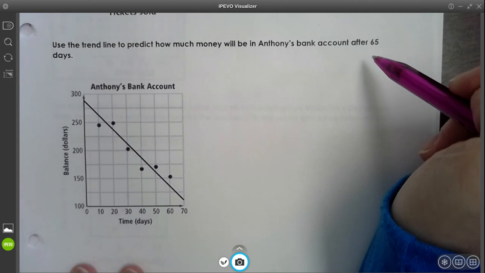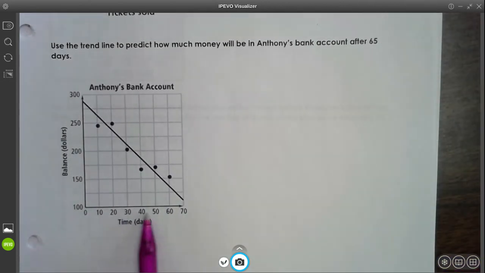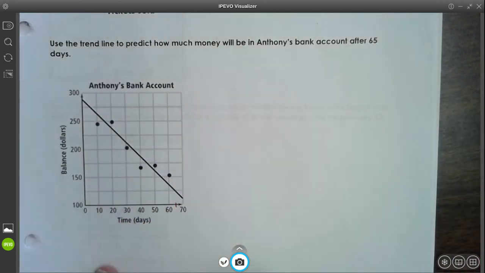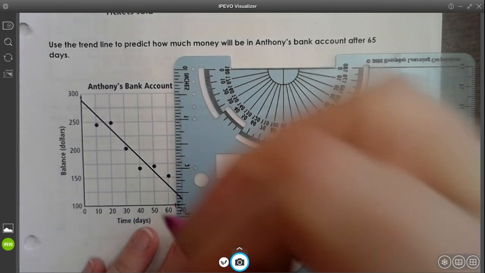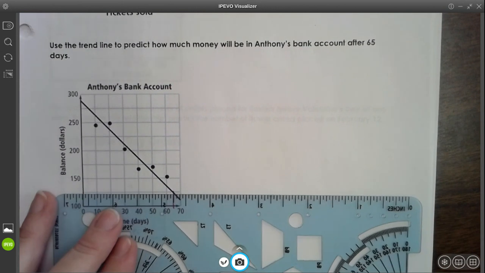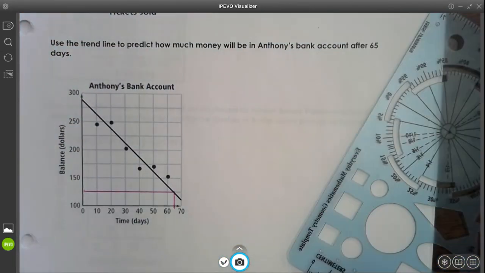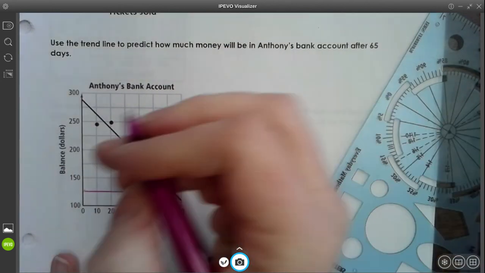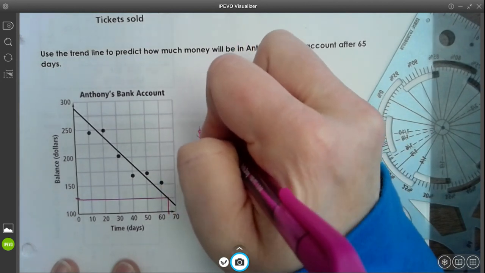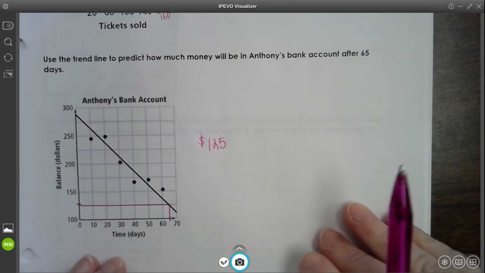So the question is, how much is going to be in his bank account after 65 days? Here we're counting by 10 days: 10, 20, 30, 40, etc. So 65 days is going to be about there on the x-axis. I'm going to follow this up to the trend line, and then I'm going to go over to my y-axis, and you can see it's between 100 and 150, and about $125 is a good estimate of how much money would be there after 65 days.